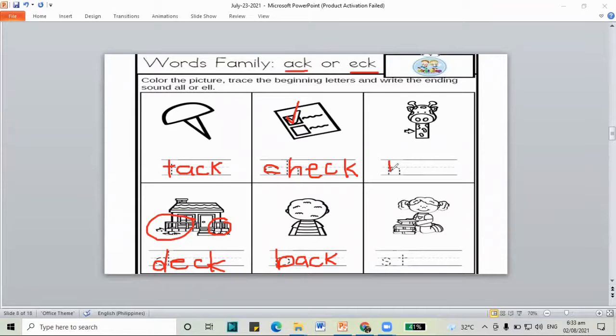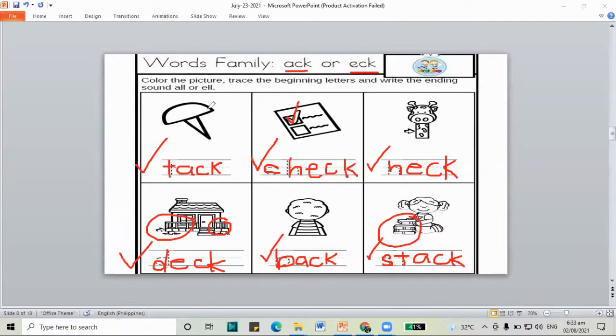What are the letters in neck? We have N-E-C-K, neck. And the last one, the girl putting the books all together, she is stacking. That's stack. S-T-A-C-K, stack. So let's read our words. We have tack, check, neck, deck, back, and stack.